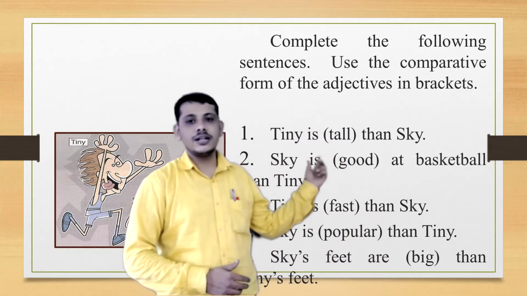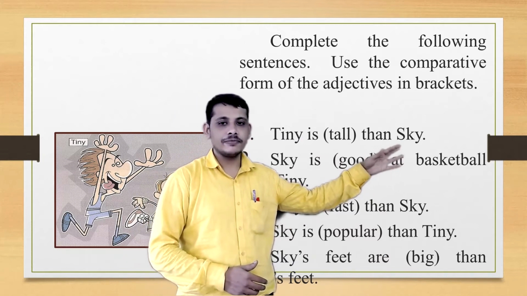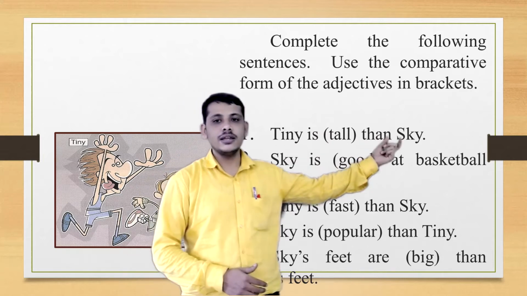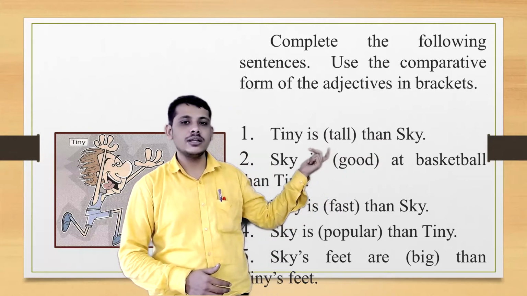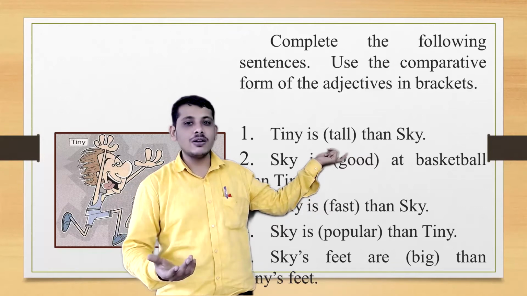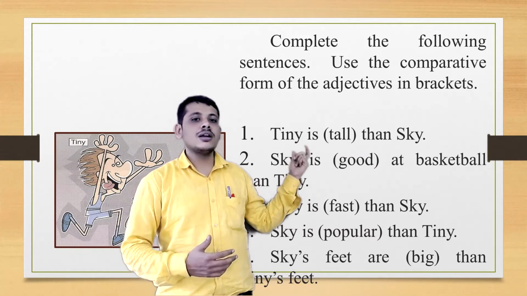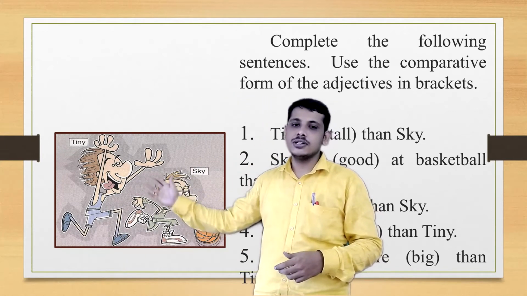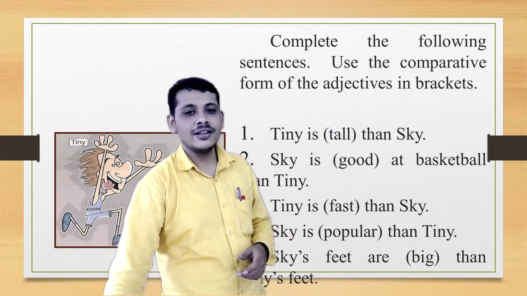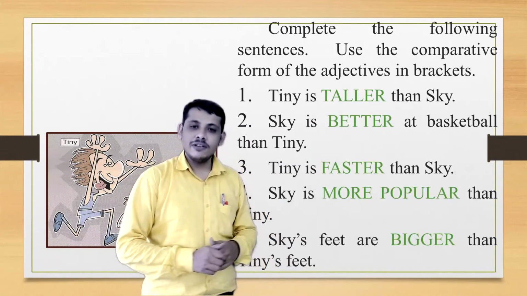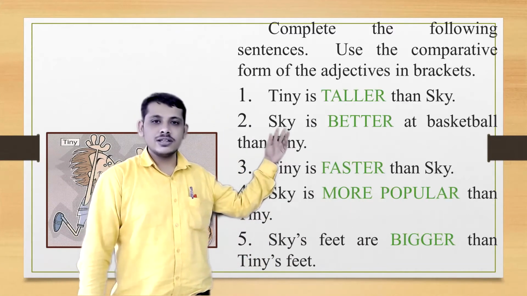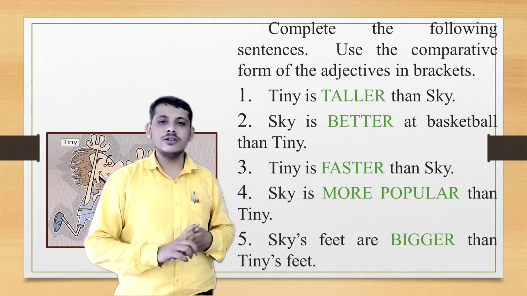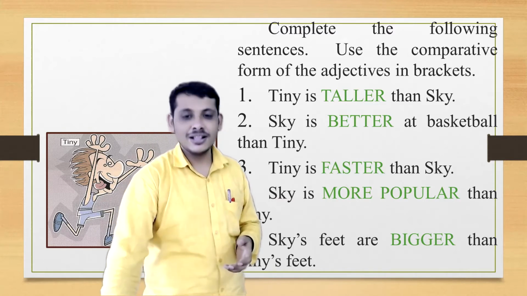For example, Tiny is taller than Sky. Even if I'm not looking at the picture, I can know that Tiny and Sky, two persons, I'm comparing. So the comparative form will be taller. And if you want some help, obviously the picture is here. You can look at these pictures and do the comparison. I hope you have solved it. If you have, you can check your answers with my answers. Here are the answers. You can pause the video and check them.